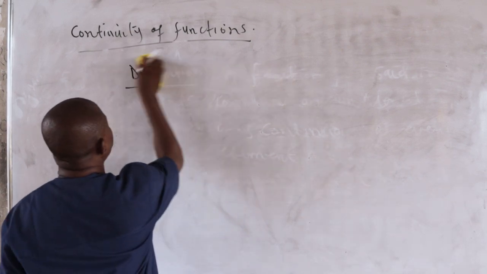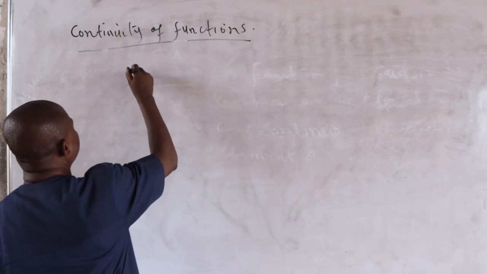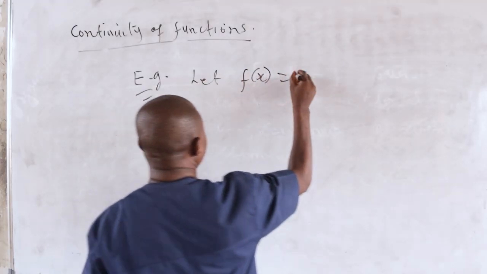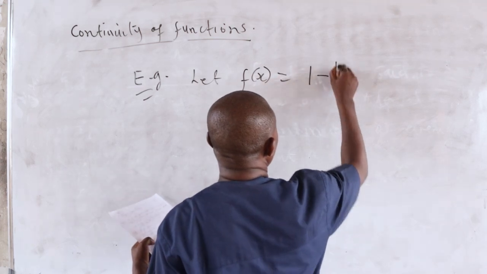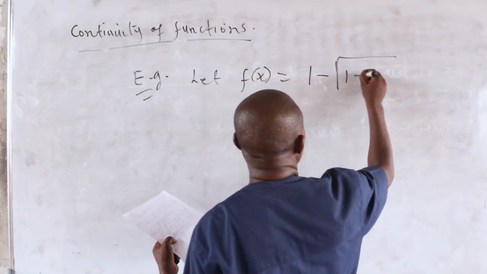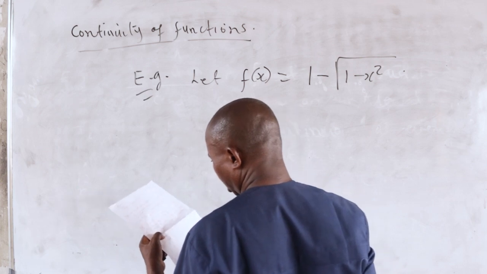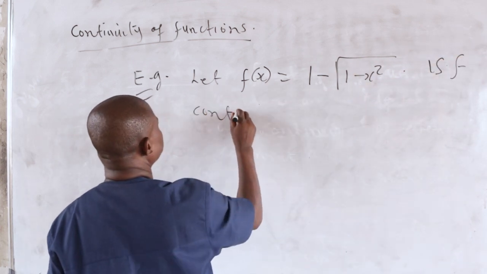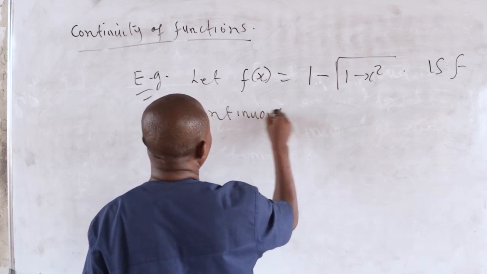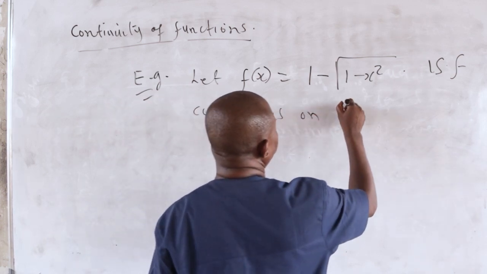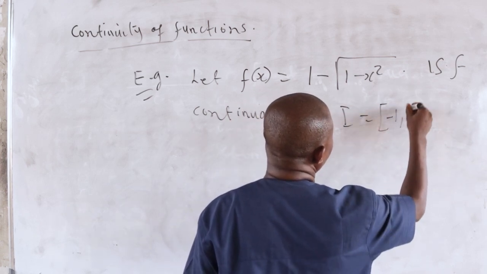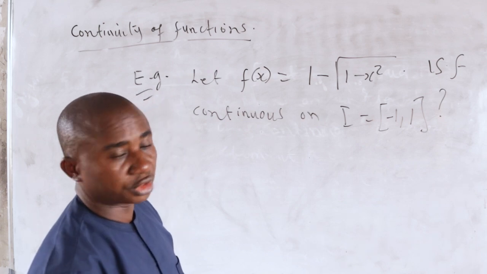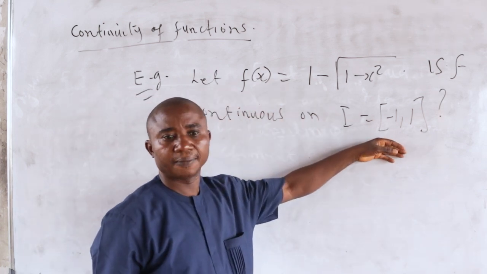Now, let's consider this function. We take f of x to be 1 minus the square root of 1 minus x squared. The question is: is f continuous on the interval I, which is [-1, 1]? So that's our problem. We have to see whether this function is continuous on this interval.